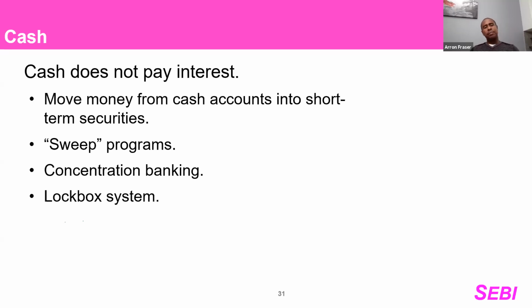And then there's the lockbox system, which is more used in the US these days, but it asks customers to make deposits at basically a post office. So we call them PO box in Guyana, but they call them lockbox in the US. So you deposit there, and then the task of moving the funds around goes to the post office. So those are some of the things that you can do to improve the efficiency in the use of cash.